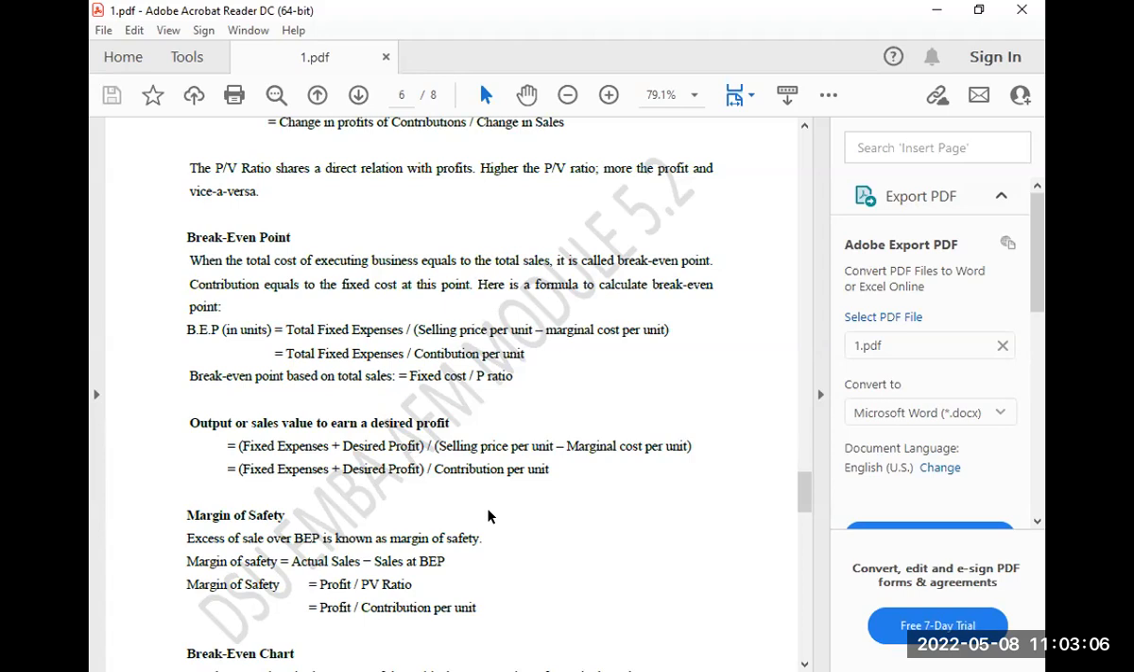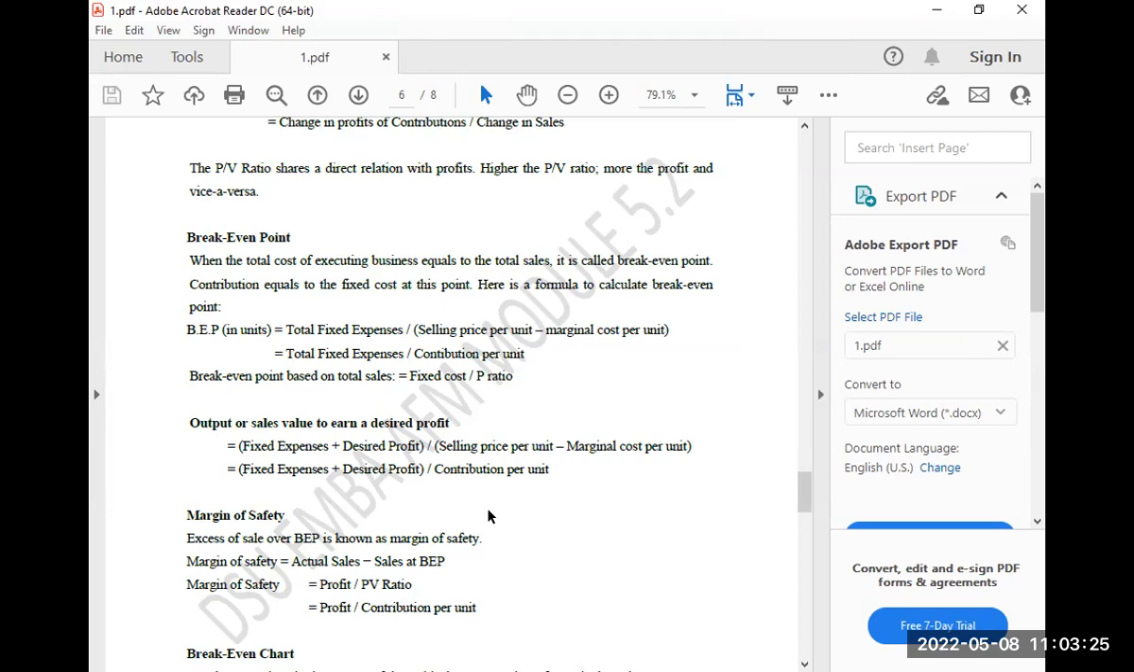One more formula is there. The formula you have taken already will give you the break-even point in value, rupees or dollars, whatever unit of value you are having. Another one is in units.